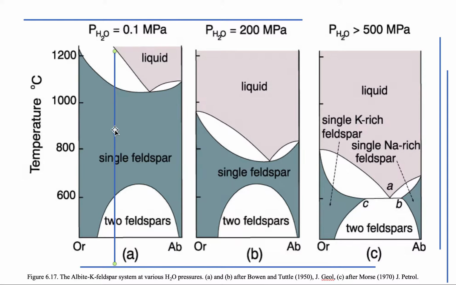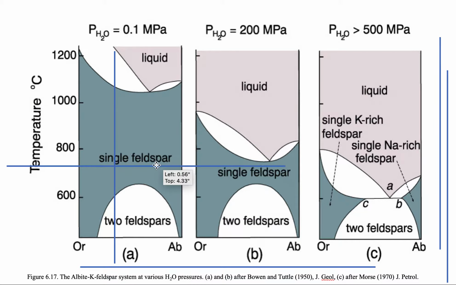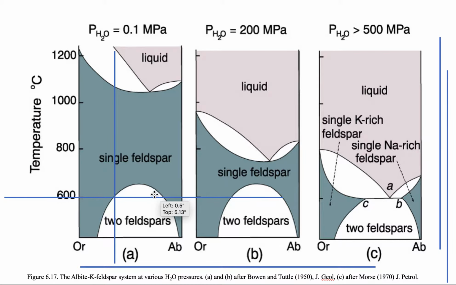If we have a single feldspar composition at high temperature, so we have complete solid solution, let's say at 800 degrees, that solid solution is not able to sustain itself at lower temperatures. So if we come down to, let's say, 600 degrees, this single feldspar will start to break up into two components. We'll have an albite-rich component that will precipitate out, and we can bring in a vertical line to mark that. So there's our albite-rich component.